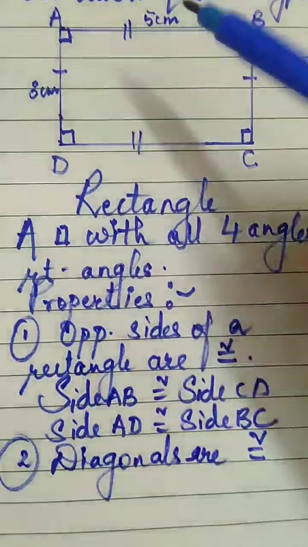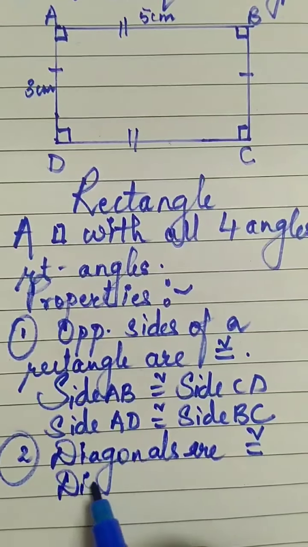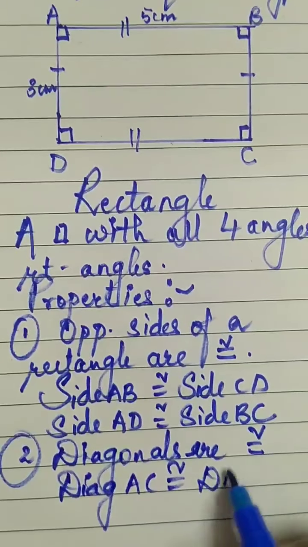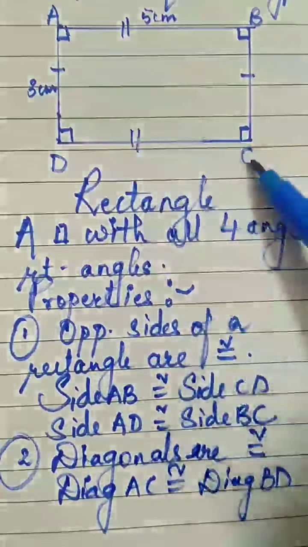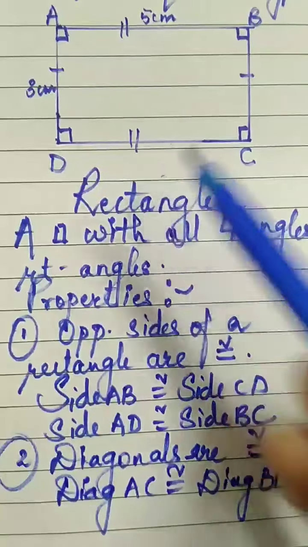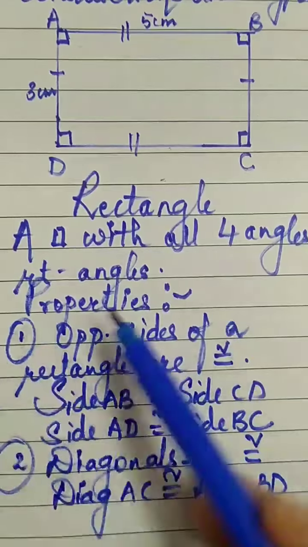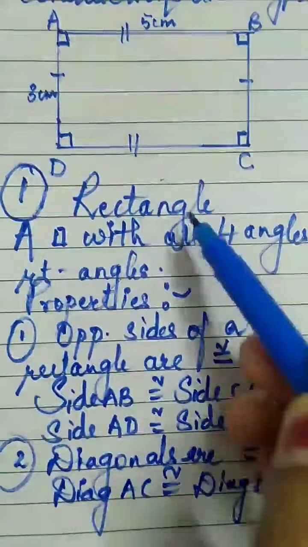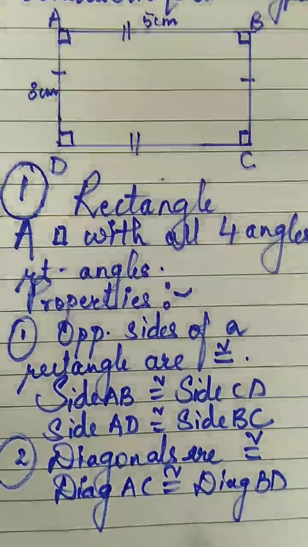What is the name of the diagonal? Diagonal AC. So you'll write diagonal AC congruent to diagonal BD. Fine. So this is the second property of a rectangle. If you don't understand and learn, you will get confused because we have just started the first type of quadrilateral, the rectangle. Now let us talk about the third property of a rectangle.